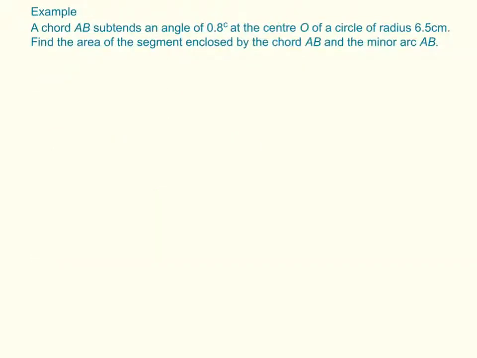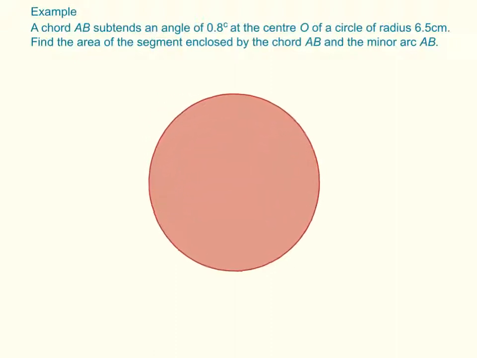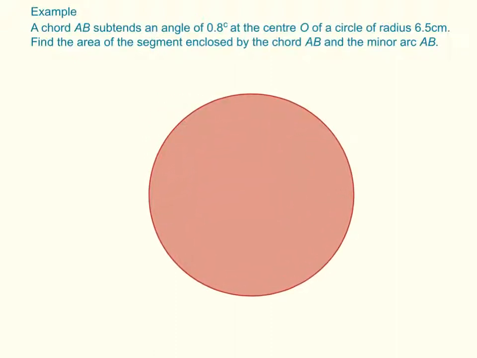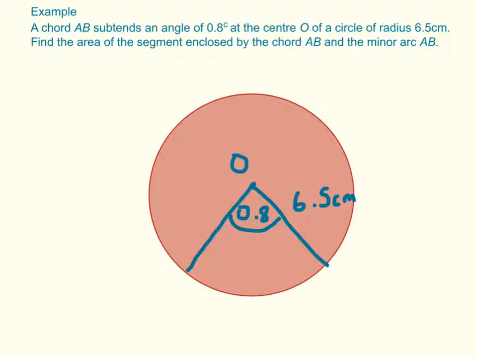So finally then, this last example before you can get on with exercise 6C. We've got a chord AB that subtends an angle of 0.8 radians at the centre O of a circle of radius 6.5 centimetres. Find the area of the segment enclosed by the chord AB and the minor arc AB. So we're looking at the minor arc, so we're looking at the slice bit, not the Pac-Man shaped bit. So label them A and B.